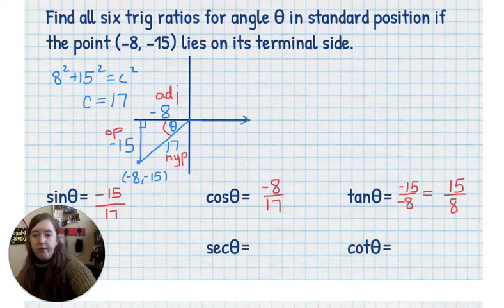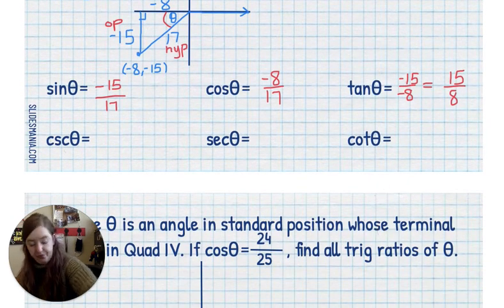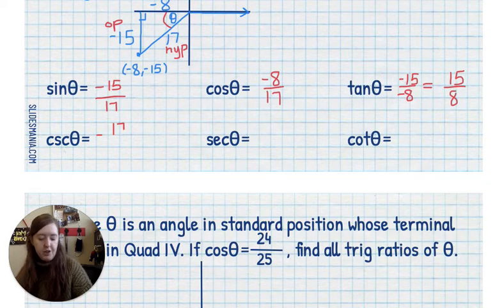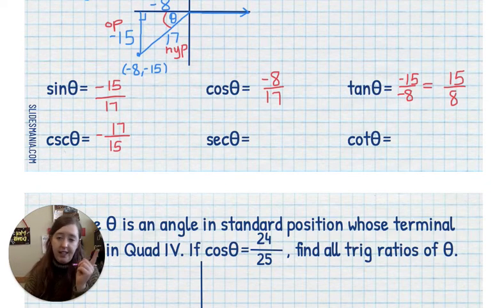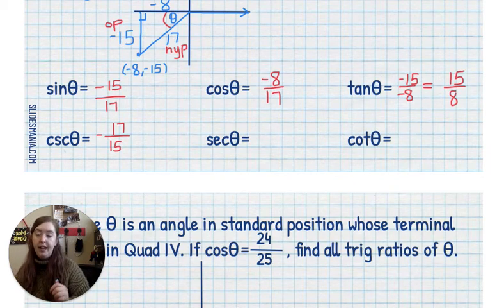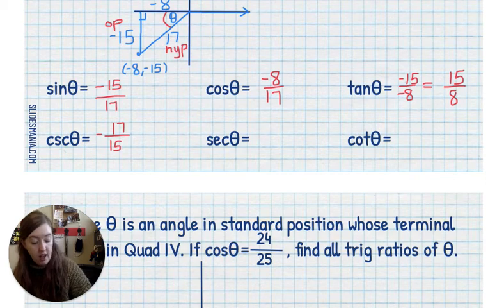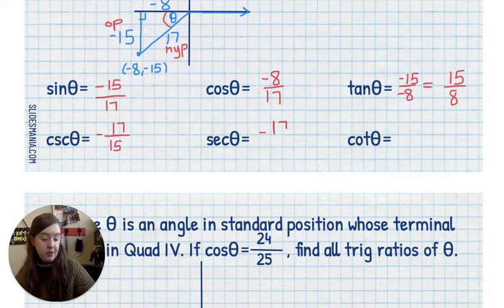So, cosecant is the reciprocal of sine, so it'll be negative 17/15. You can put that negative outside on the front. You can put that negative on the 17. You can put that negative on the 15. I don't care, as long as there's one negative somewhere in there. Secant is the reciprocal of cosine, so we'll have negative 17 over 8. Cotangent is the reciprocal of tangent, so it'll be 8 over 15. Good deal.